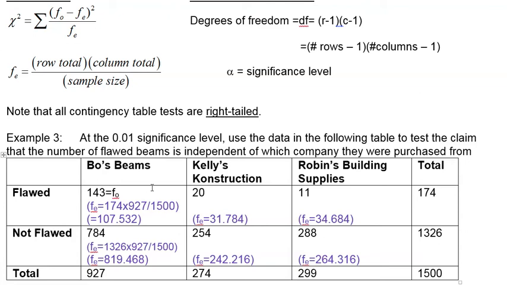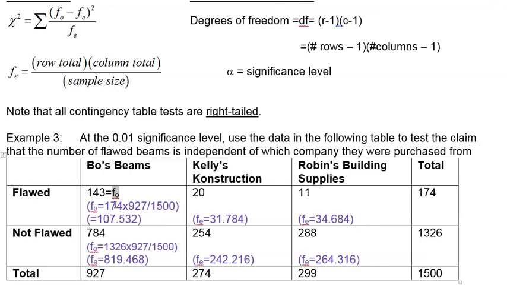The values you had in your original question, the values in black that I gave you on your sheet, are our observed frequencies, FO. Our expected frequencies we calculate from the row total times the column total over the sample size.